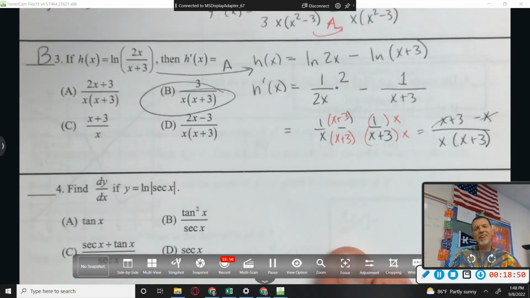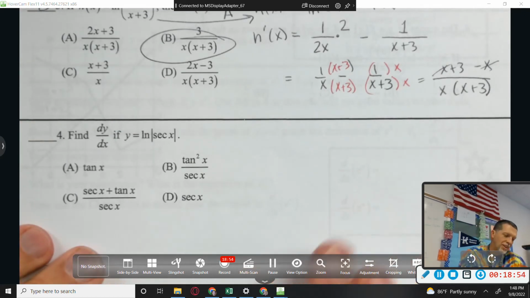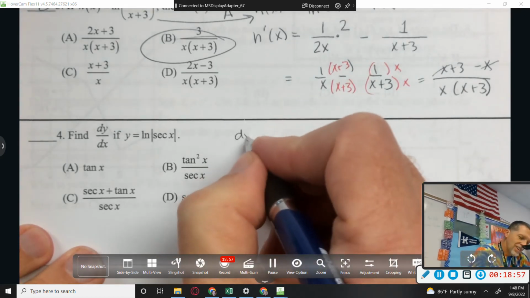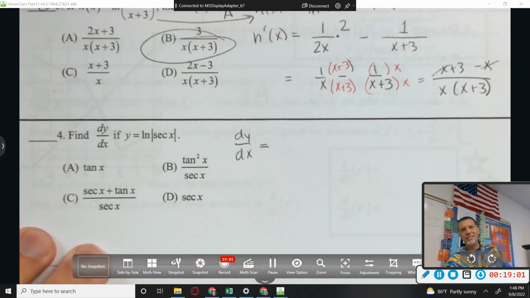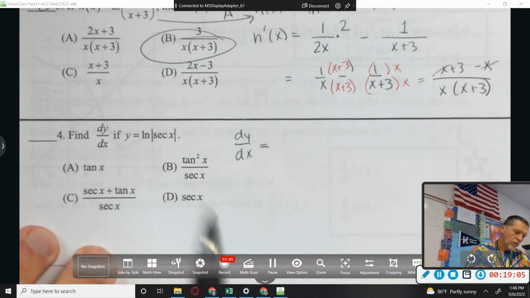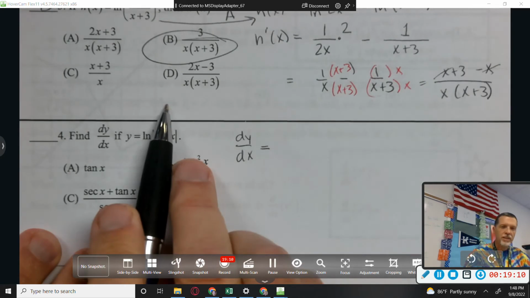Number 4 is on here because it reduces to something kind of nice. It looks terrible, but it's not as bad as it looks. I'm sure about that. Well, in the end, it's not as bad as it looks. It's terrible on the path there. So, secant, yuck, but I'm not worried about secant yet. One rule at a time.